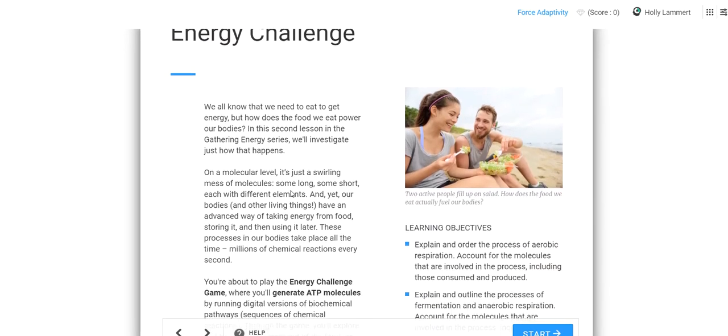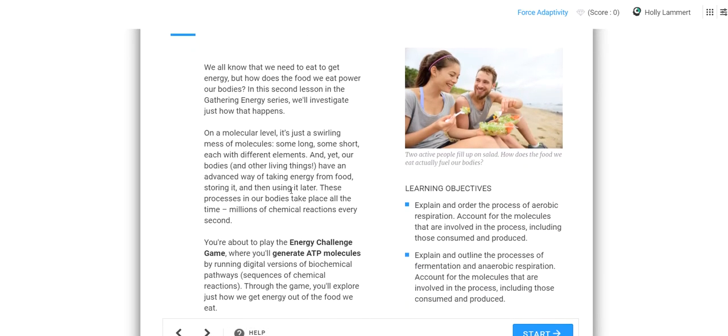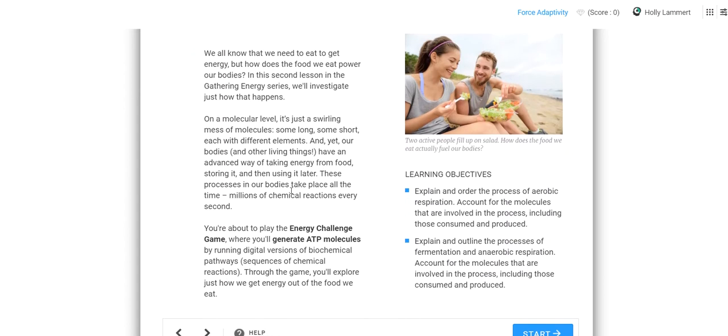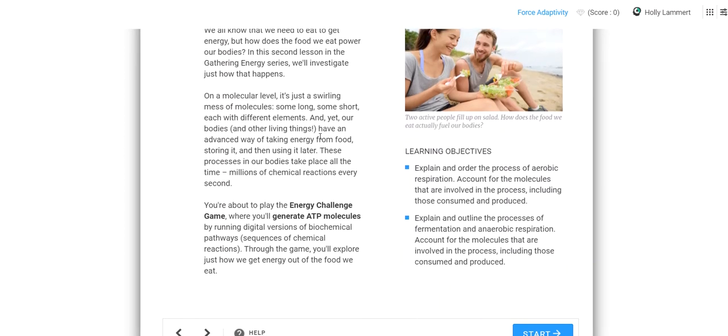We all know that we need to eat to get energy, but how does the food we eat power our bodies? In the second lesson in the Gathering Energy series, we'll investigate just how that happens. On a molecular level, it's just a swirling mess of molecules, some long, some short, each with different elements, and yet our bodies and other living things have an advanced way of taking energy from food, storing it, and using it later. These processes in our body take place all the time, millions of chemical reactions every second.